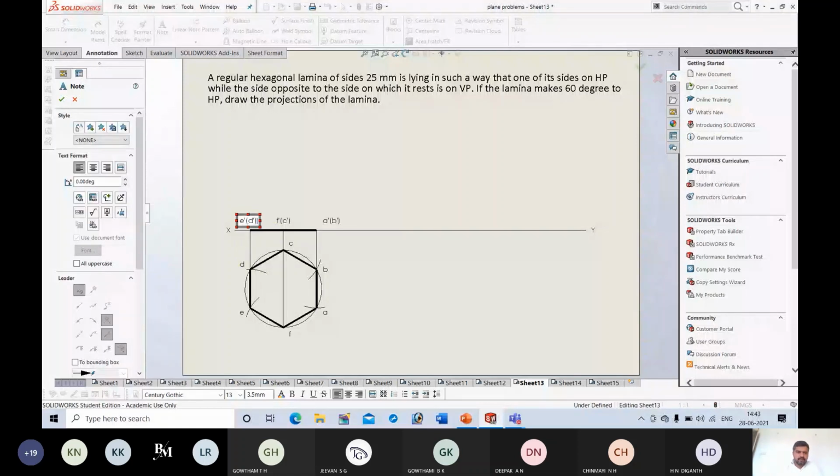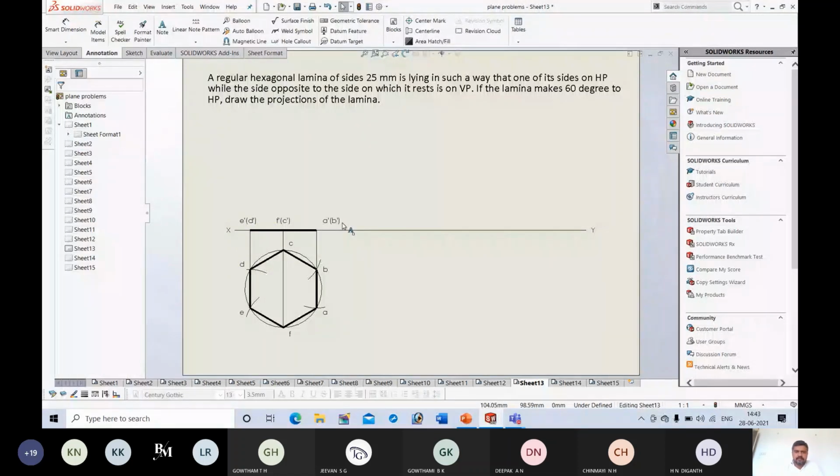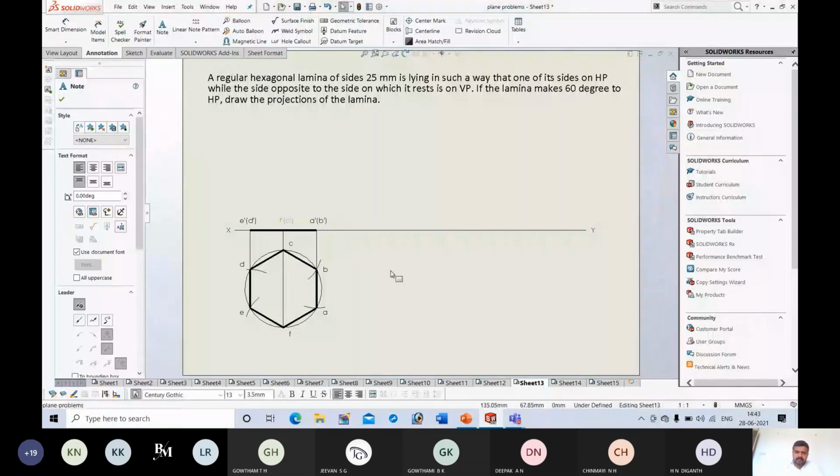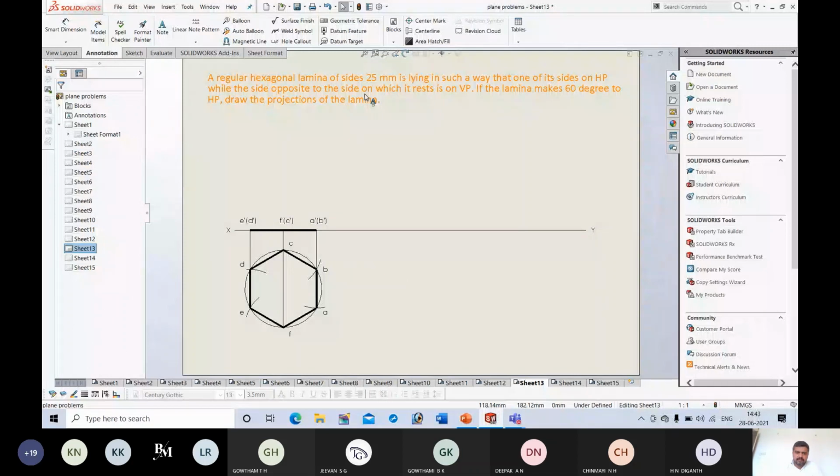Okay, after this, next satisfy the first condition, that is it should rest on one of the sides. Now the complete lamina is on HP. Now I will lift the lamina such that only one of the sides, that is AB, will remain on the XY line, and the remaining lamina will make an inclination of 60° with HP. So first consider a point at any convenient gap, and draw a 60° inclined line.